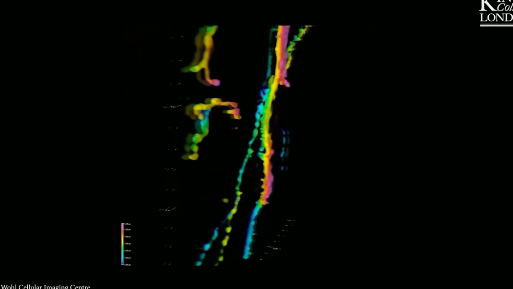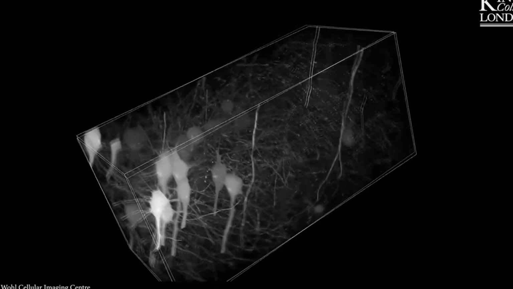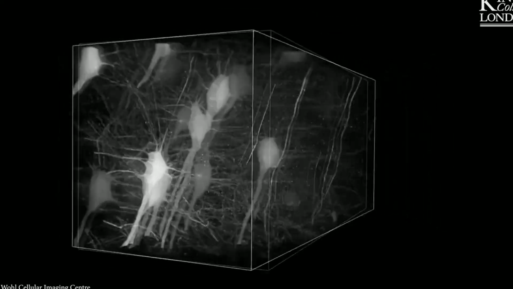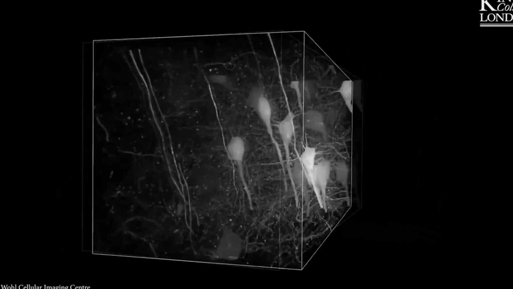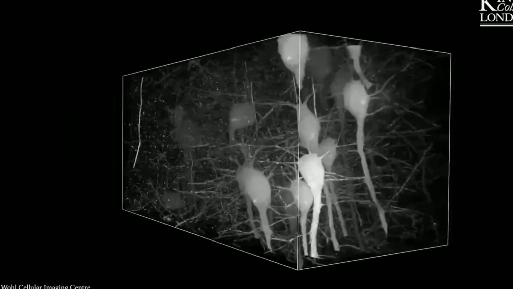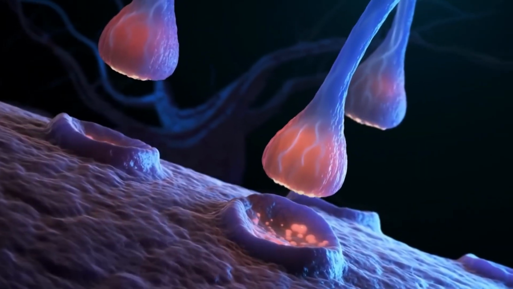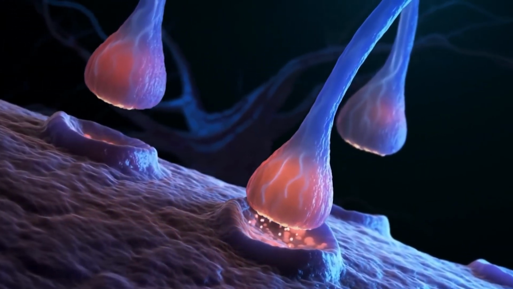Instead, they communicate across tiny gaps called synaptic clefts. These gaps typically measure about 20 to 40 nanometers across, and that distance is so small that thousands of synapses could fit across the width of a human hair. At a synapse, microscopy has shown an organized arrangement.